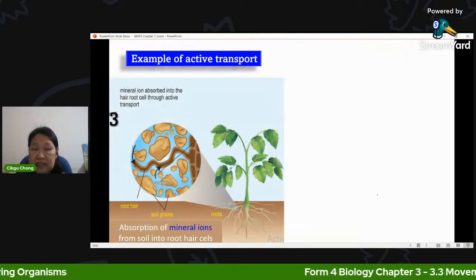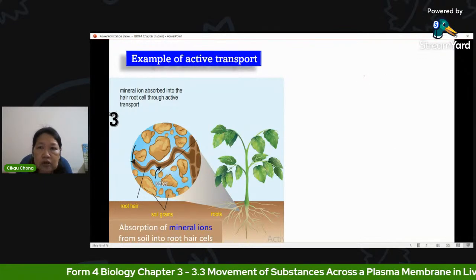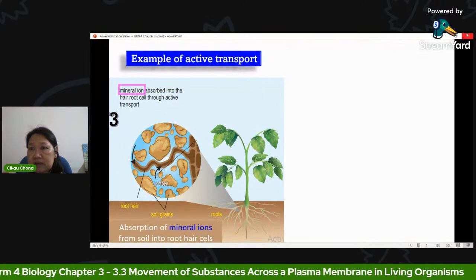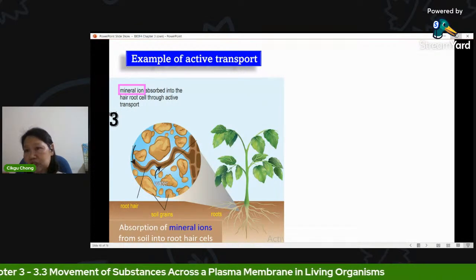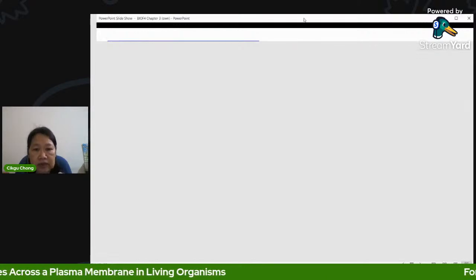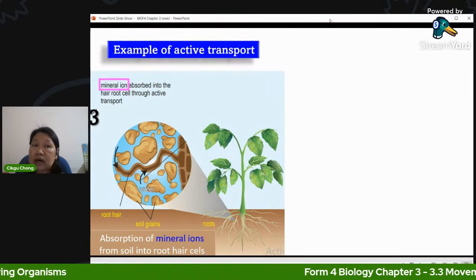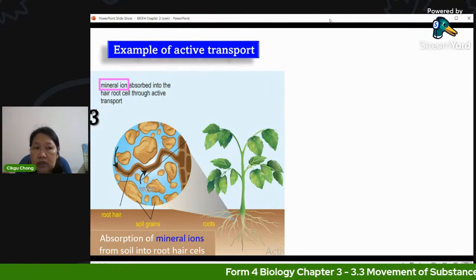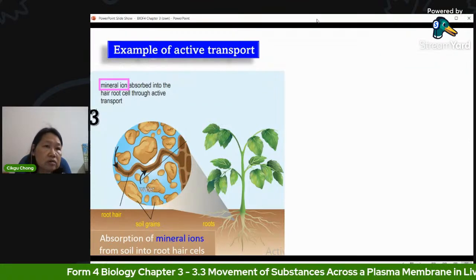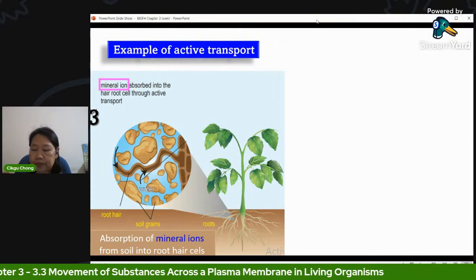Now example number 3, mineral ions. They are absorbed into the root hair cell through active transport. So here we are referring to mineral ions. It looks like the same picture, right? It is the same picture, but we're talking about a different substance here. The different substance just now was water. When you talk about water, it is osmosis. But here is mineral ion. So mineral ion is referring to active transport. So this is active transport.